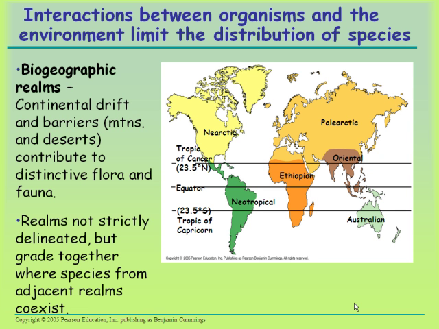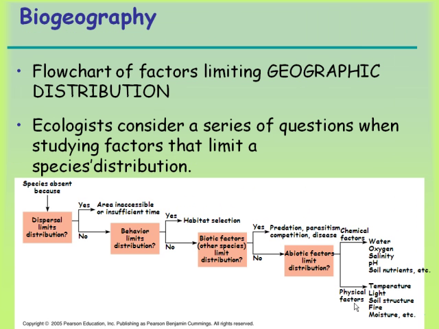Interactions between organisms and the environment limit the distribution of species. These are biogeographic realms. Continental drift and barriers such as mountains and deserts contribute to distinctive flora, which are plants, and fauna, which are animals. Realms are not strictly delineated but grade together where species from adjacent realms coexist. Look at this: Neotropical, Ethiopian, Oriental, Palearctic, Nearctic, Australian. Where the latitude line of the equator goes across, you can see there is some phasing from one biogeographic realm to another, and here as well.